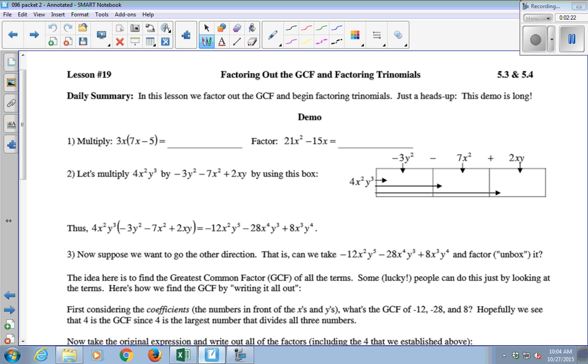Great. How did you get that? You know the distributive property, yeah. So you multiply your 3x times each term in the parentheses. So we have 21x squared minus 15x.